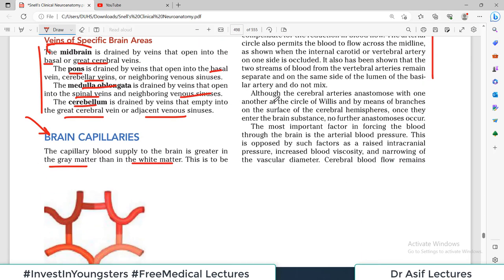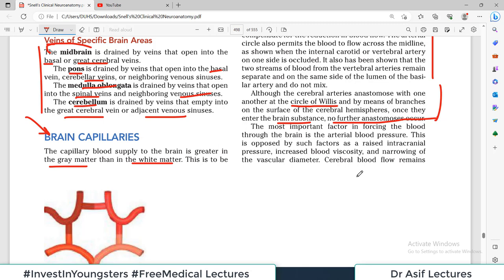Simple stuff. Although the cerebral arteries anastomose with one another at the circle of Willis and by means of the branches on the surface of the cerebral hemisphere, once they enter the brain's substance, no further anastomosis occurs. Okay, theek hai, brain ki surface pe anastomosis hai, brain ki substance ke andar anastomosis nahi hai.